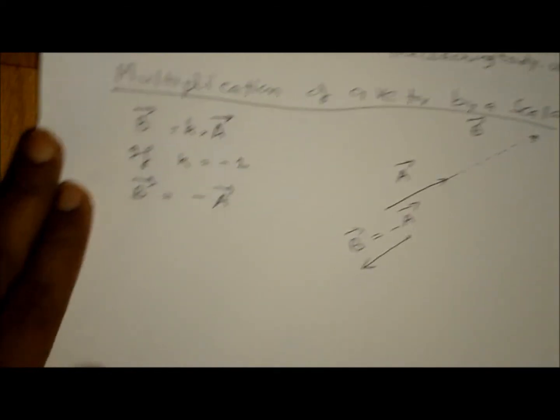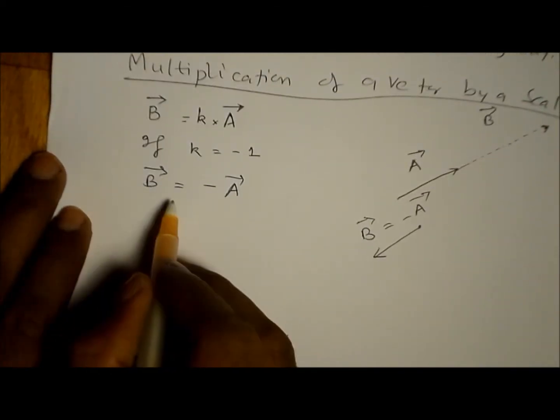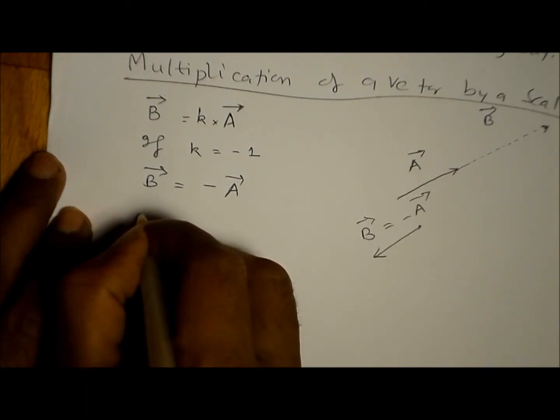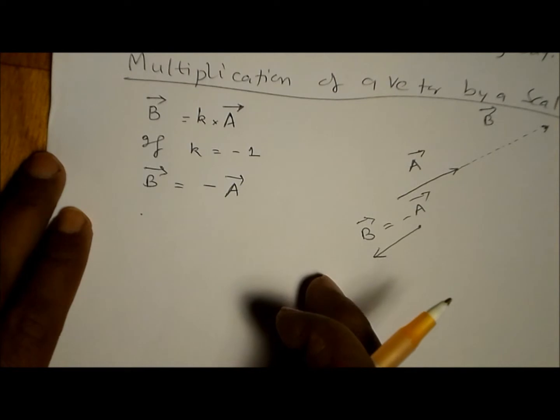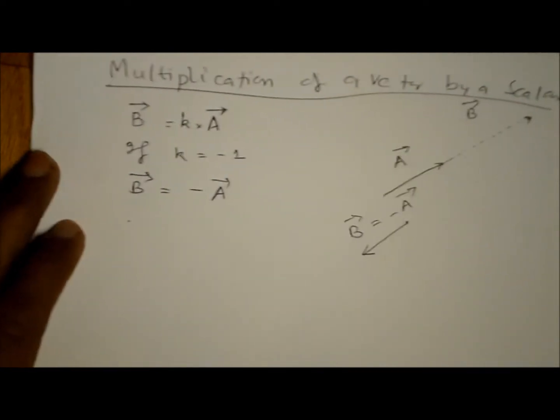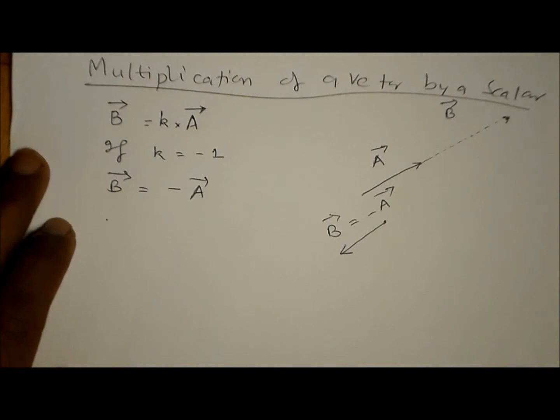In the same way, if we multiply it by minus k, then it will have the opposite direction to that of A, and it will be k times as big in the reverse direction. So that is the multiplication of a vector by a scalar.